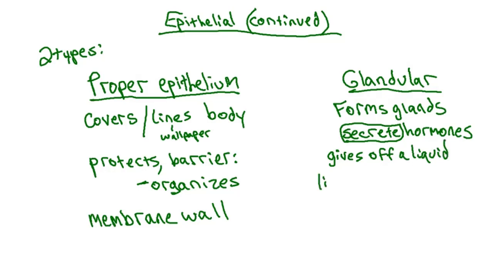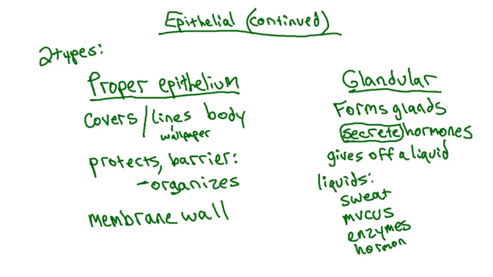So what are the liquids that glands can give off? Sweat, mucus, enzymes, and, as I said before, hormones.